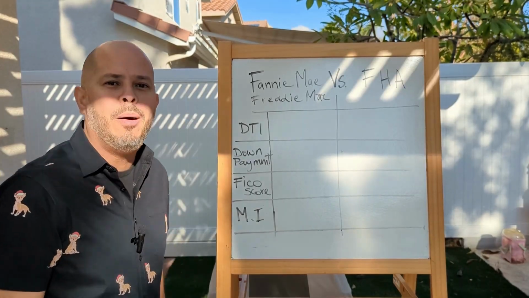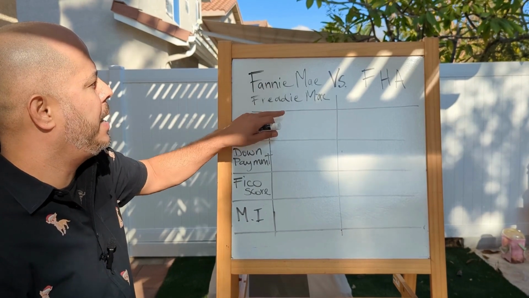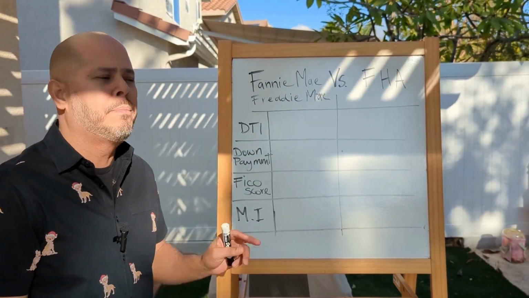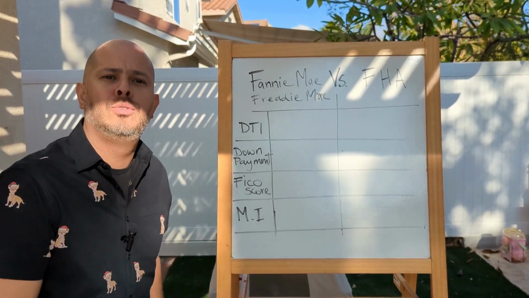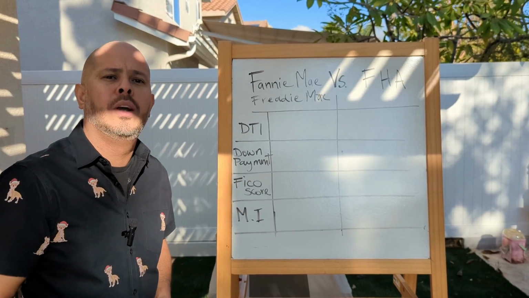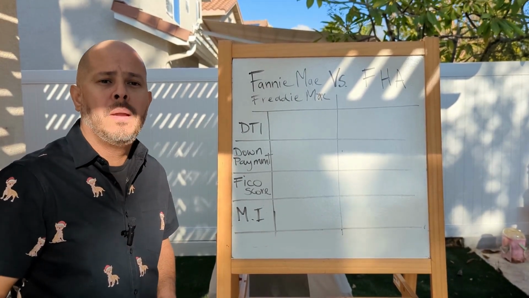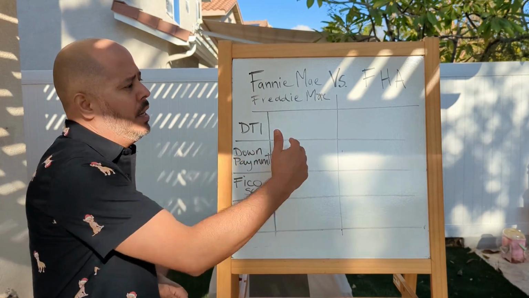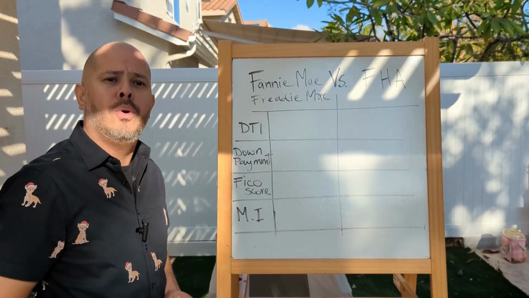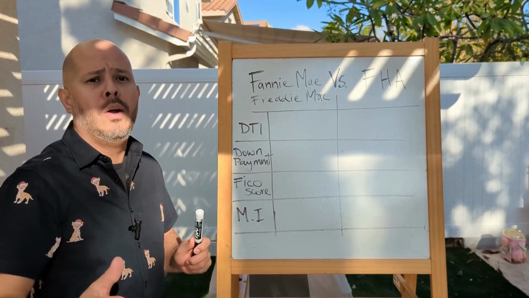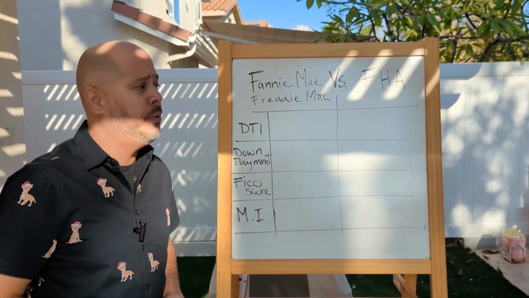All right, so our second topic, we're going to be talking about Fannie Mae, Freddie Mac versus an FHA loan. These are the two major types of loans that we have here in the US. There are other types of loans that I'll go over in another video. But today we're just going to focus on these two. They're the most popular, and I just wanted to show you a little difference between the two so you understand what you're getting into and you know which one would be most fitted for you.